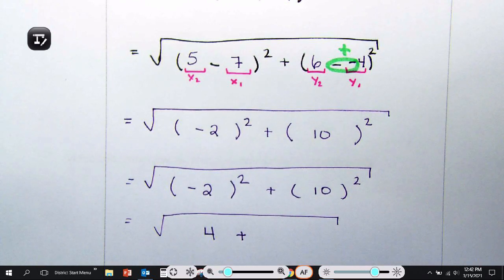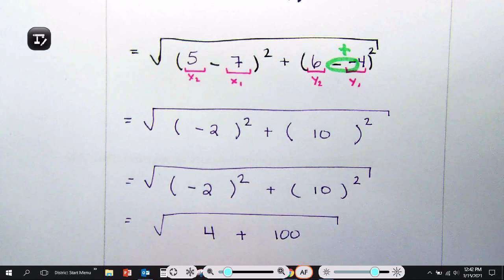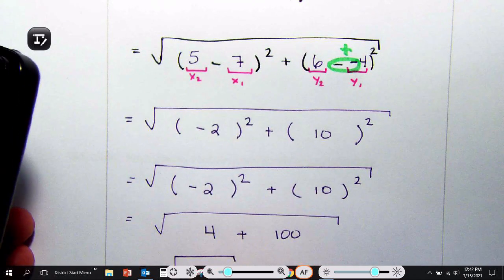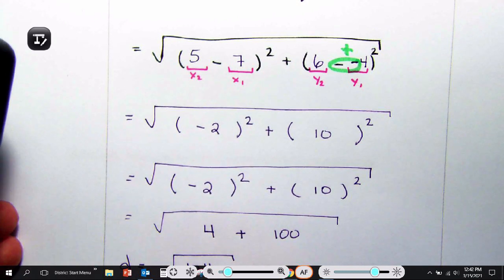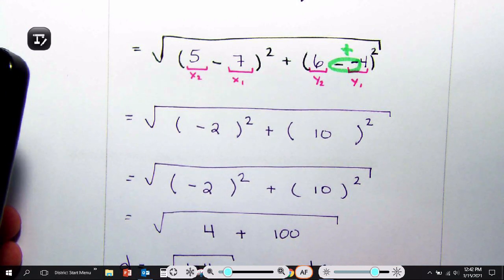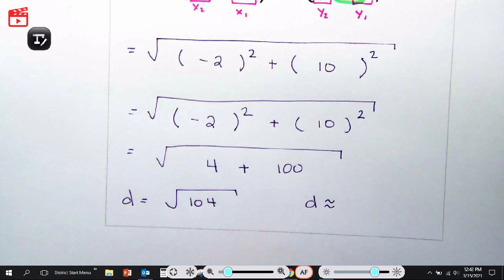Plus 10 squared, I'm going to do the same thing. That gives me 100. So my answer is 104. Take the square root. Now, it all depends on your teacher. Some teachers want you to simplify this. Some teachers want it in decimal form.